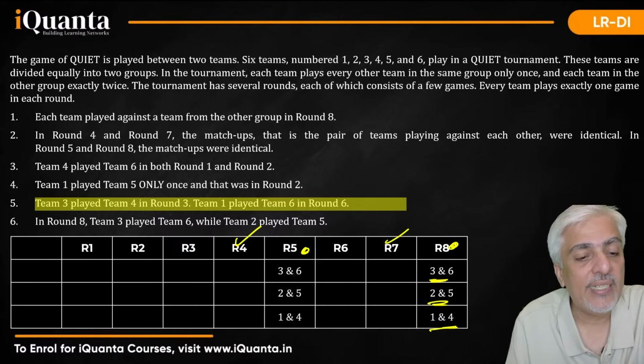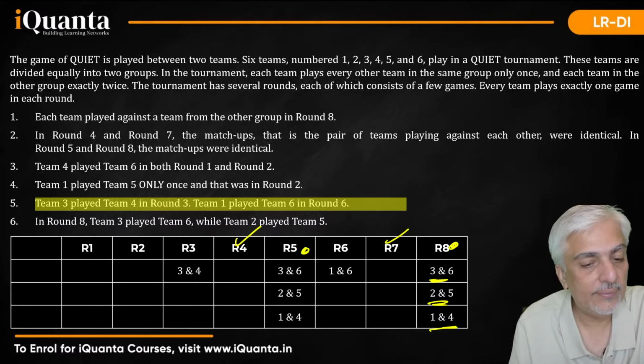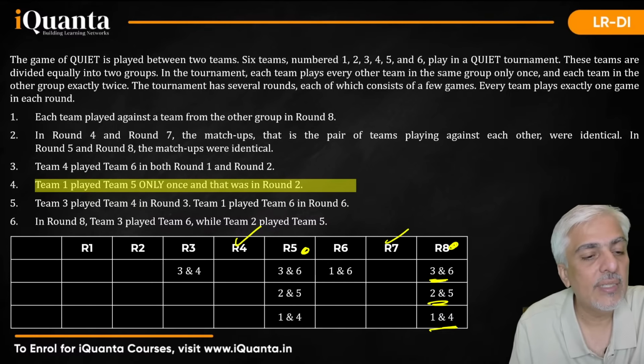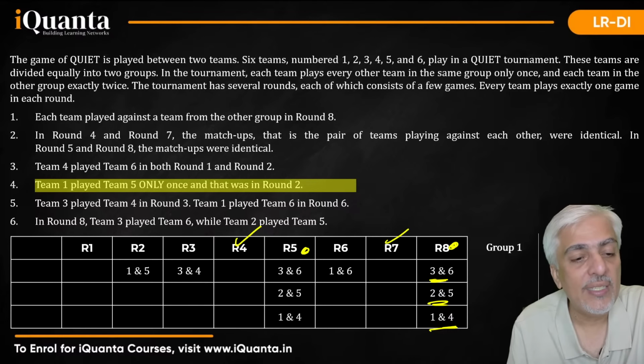Team 3 played team 4 in round 3. So all the direct data should be put in. And team 1 played team 6 in round 6. Okay. Team 1 played team 5 only once in round 2. Now, I am starting to do the groupings.